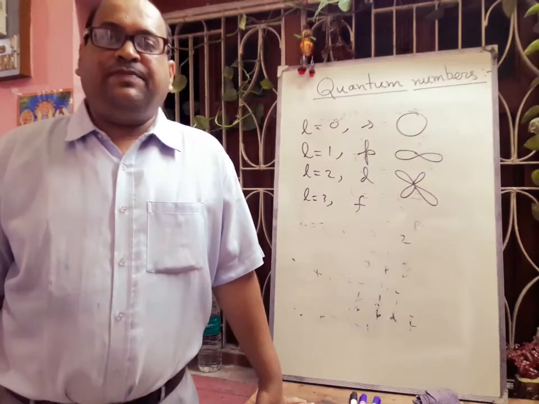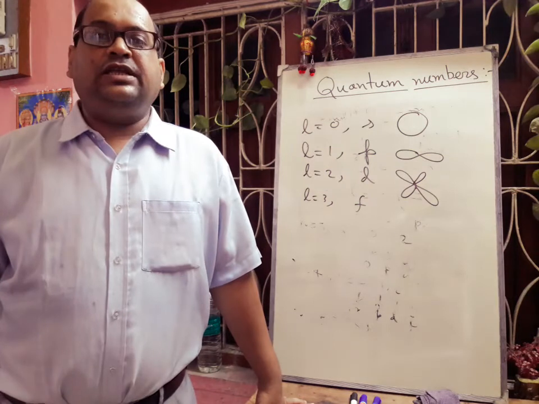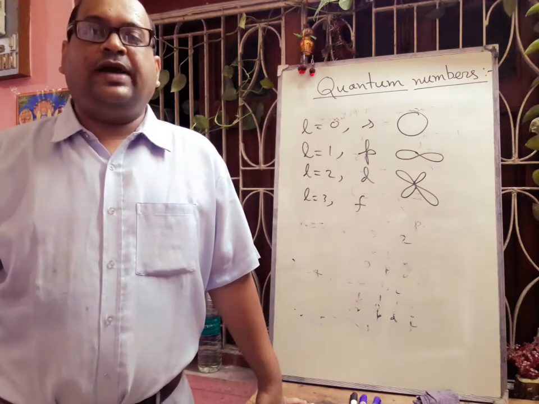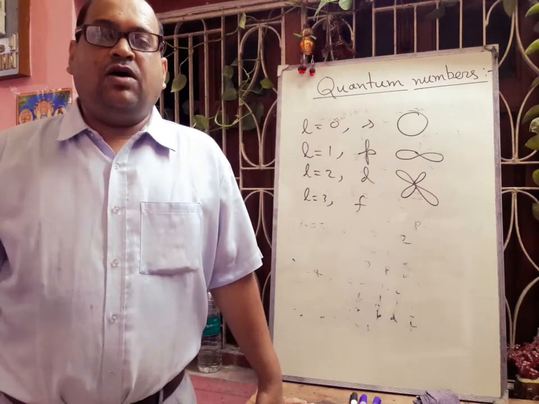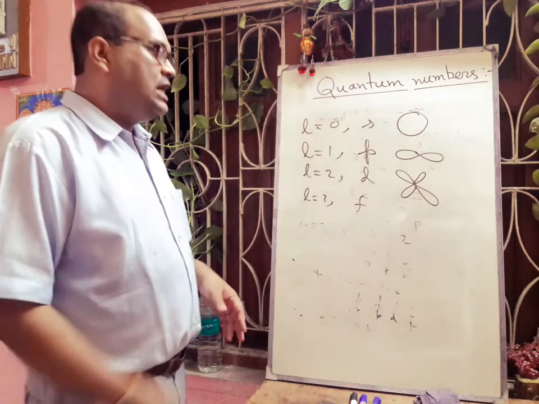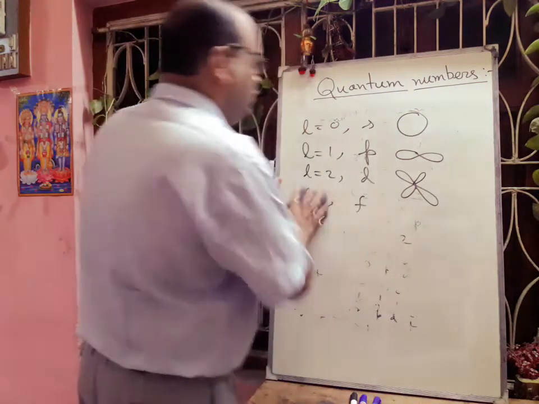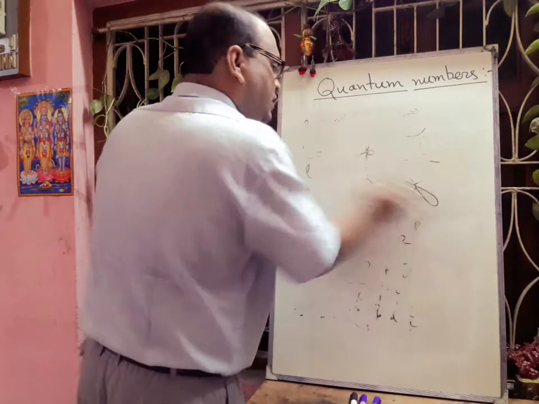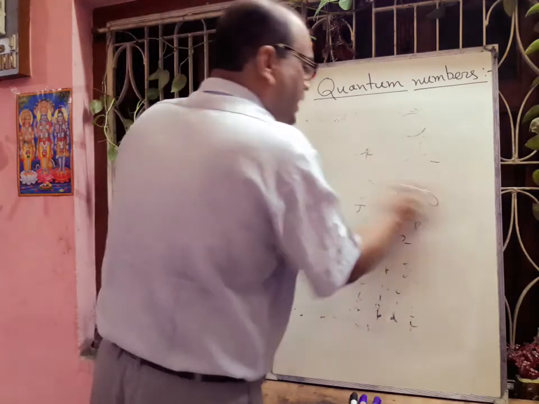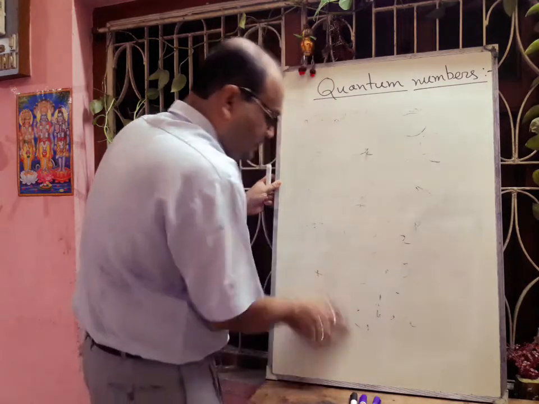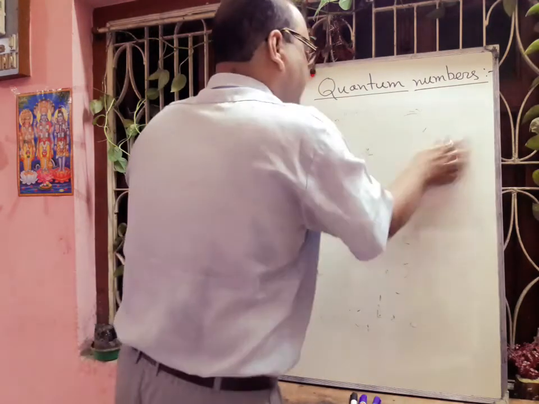To specify a subshell within a given shell, we write the value of n for the shell followed by the letter designation of the subshell. So now you can understand the shape of the orbital; we will discuss the pictorial diagram of the orbitals later, after the quantum numbers.